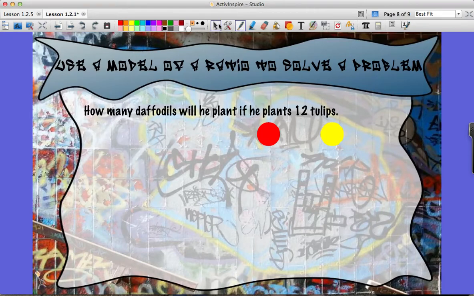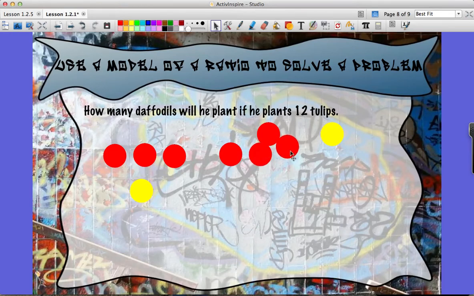Right, now, to use that model, I can look and see how many daffodils he will plant if he plants 12 tulips. So I can draw my model again. I know I have 3 to 1. So I have 3 tulips, and I've planted 1 daffodil. And I can do it again. I can plant another 3 tulips, which means I've planted 1 daffodil. So I have 6 tulips, 2 daffodils.